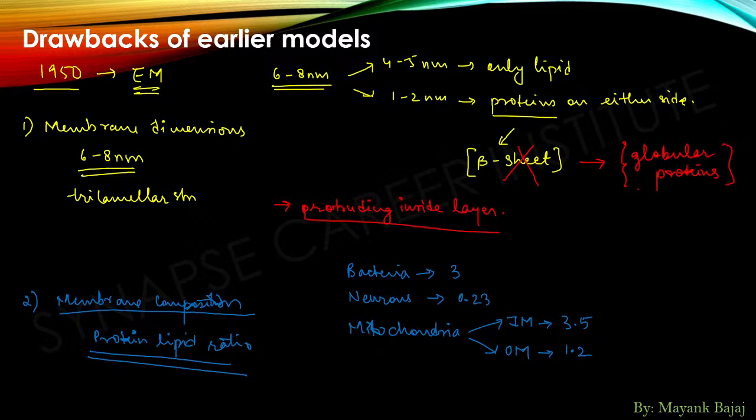That suggested that there are more proteins present on the inner membrane, and we also know that on the inner membrane of the mitochondria you have the electron transport chain. You have a lot of proteins, the F1 F0 particle; there are different kinds of proteins present on the inner membrane. Because of this the PL ratio was quite high, right. So this was the second drawback proposed of the earlier models, which was realized when the electron microscope was discovered in 1950, right.